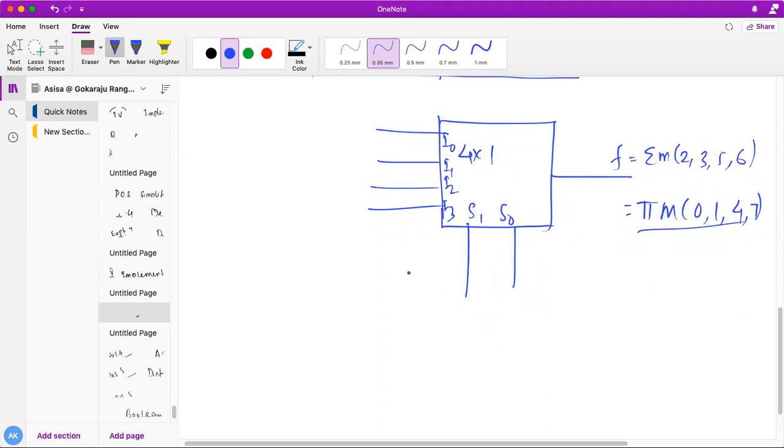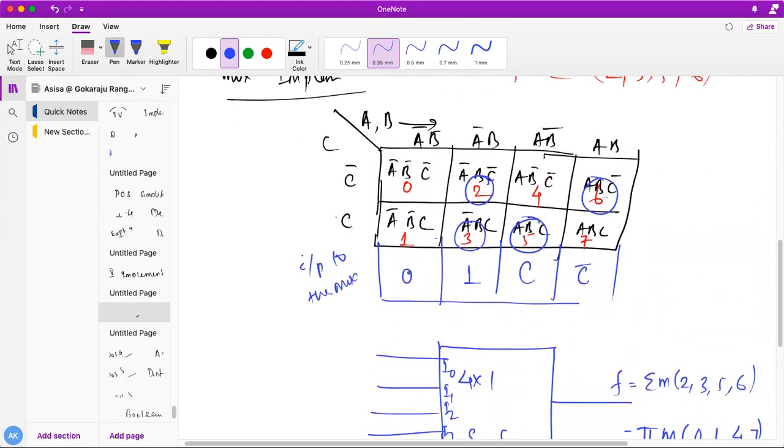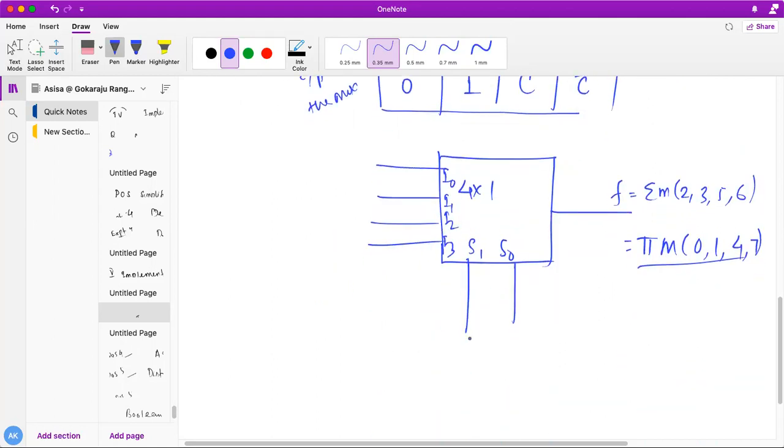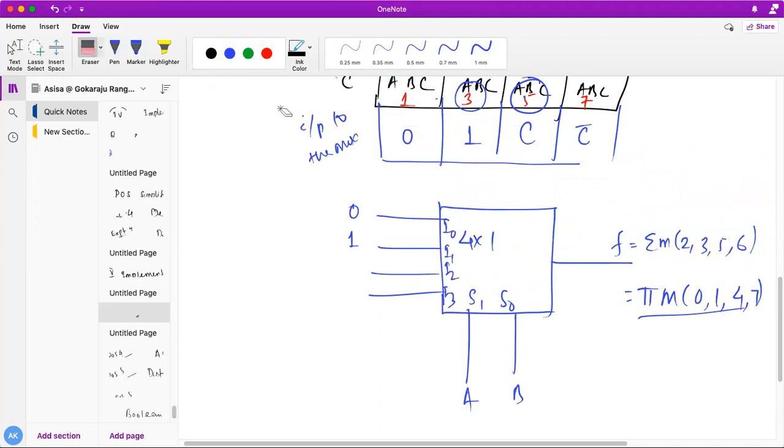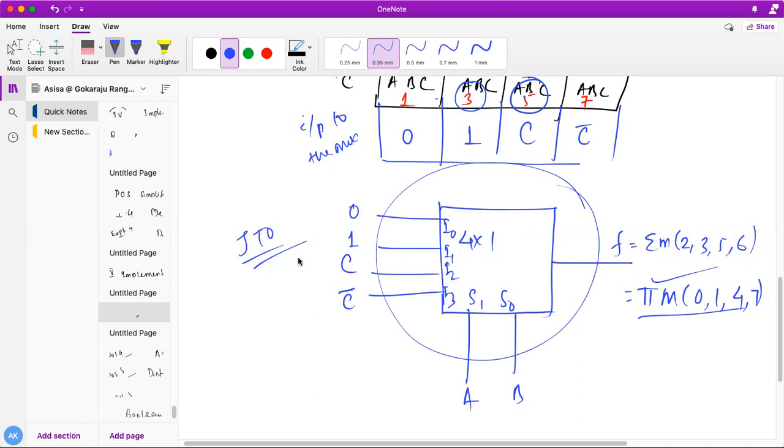Now you can put those S1 S0 because I have taken AB as select line. So you just have to connect AB as select line here. And what are the inputs to the mux? I0 is 0, I1 is 1. This one is C, another one is C bar, I think. Yeah. So here I2 is C, I3 is C bar. So this is my implementation of this particular pi. This came in the JTO exam. Do you all understand?